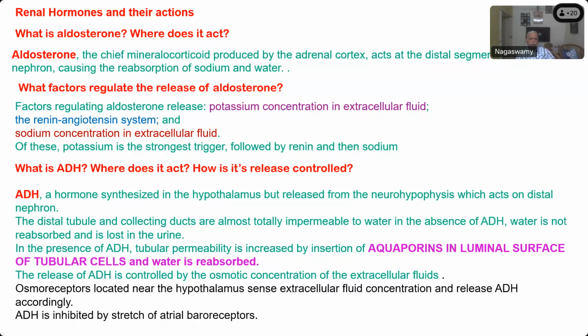ADH is also influenced by stretch receptors of the atrium, baroreceptors, because the baroreceptors sense the volume in the heart. When the volume is low, more ADH will be released. I'm sorry, when the volume is high, the release will be suppressed.